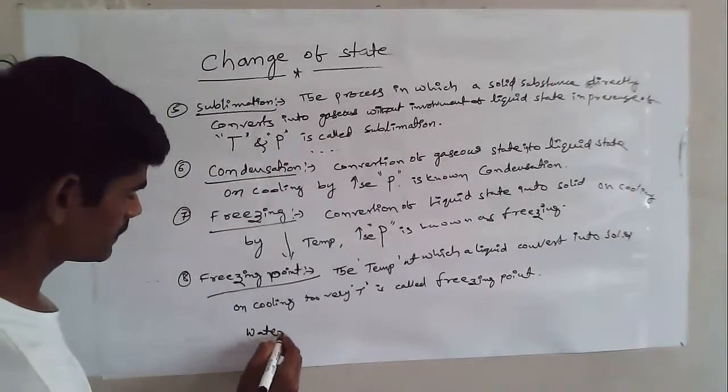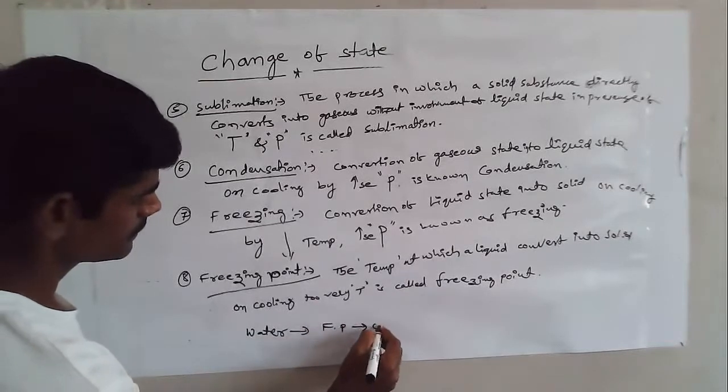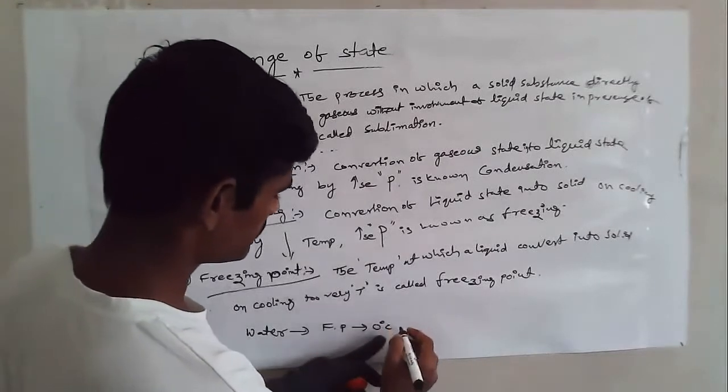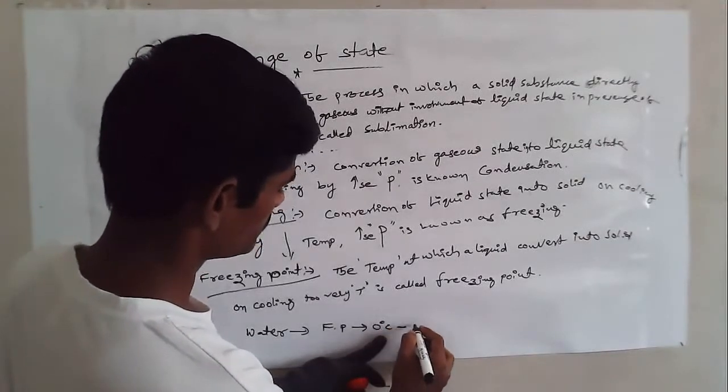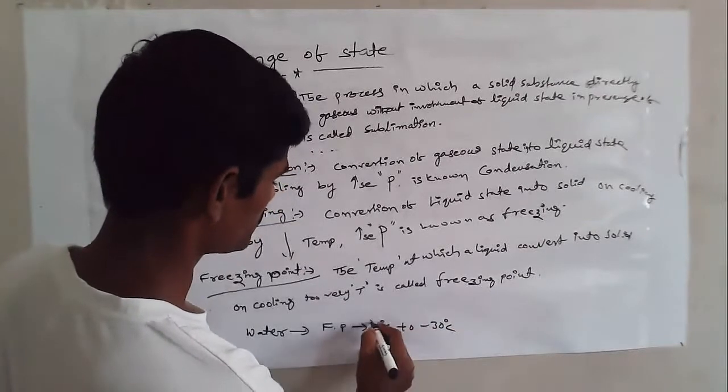What is a freezing point? 0 degree is equal to minus 30 degrees Celsius temperature.